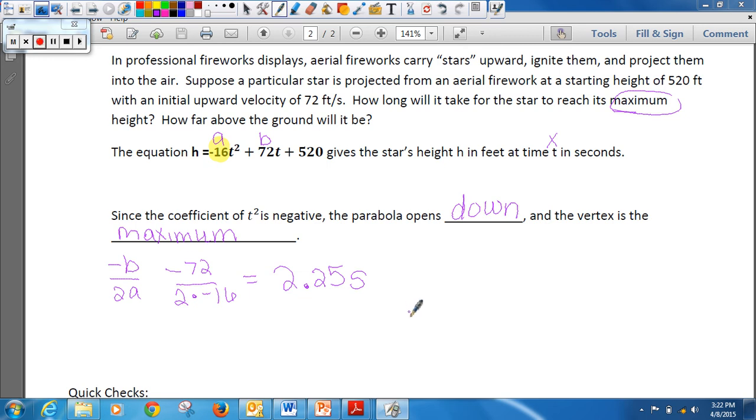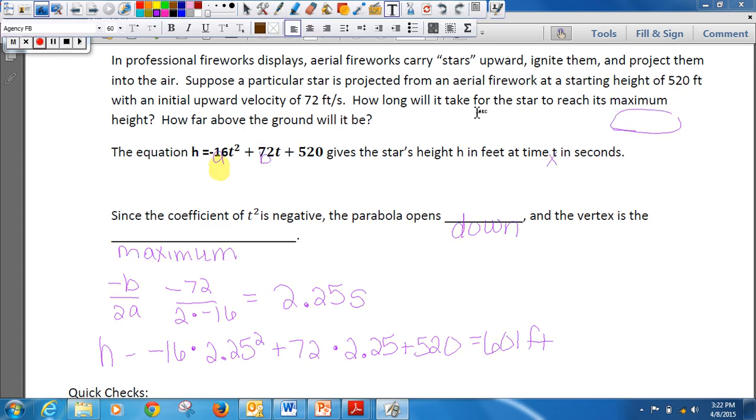It then wants to know what is the maximum height. So basically I plug in 2.25 for the time t and see what my height would be at that time. So the height would be negative 16 times 2.25 squared plus 72 times 2.25 plus 520. And if we put all that in our calculator at once, it gives us 601 feet.